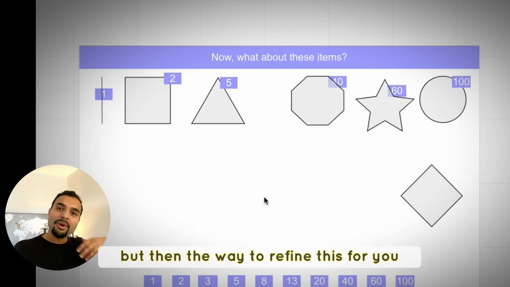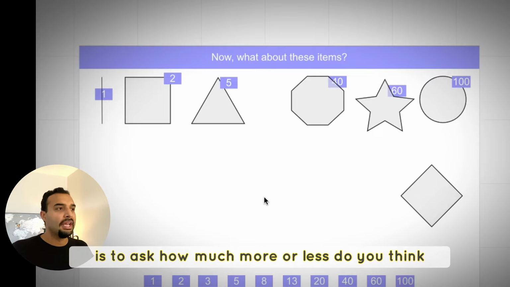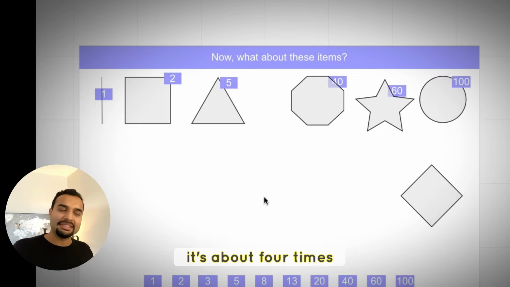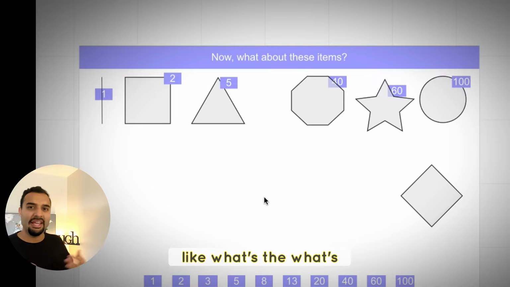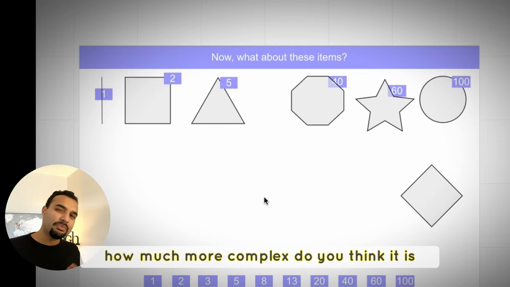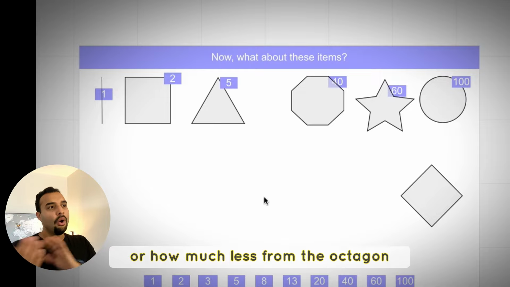But then the way to refine this for you as someone facilitating the training is to ask how much more or less. Do you think it's about 4 times? Is it double? Just about triple? Is it about 8 times? Like how much more complex do you think it is from the triangle, or how much less from the octagon?